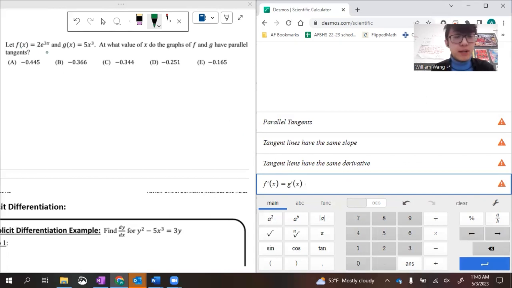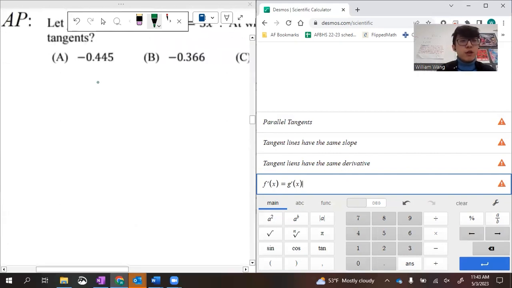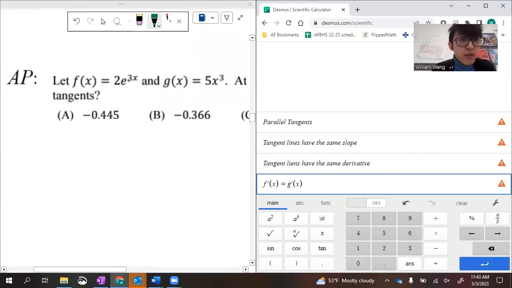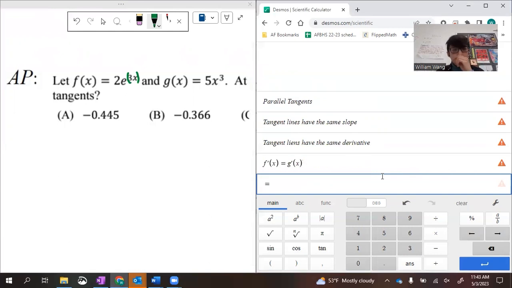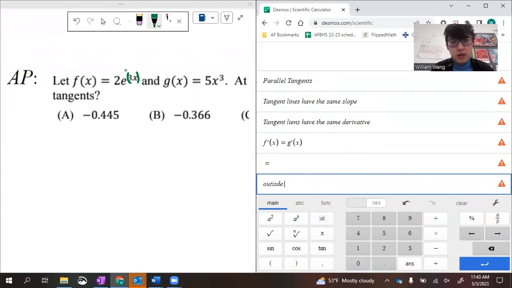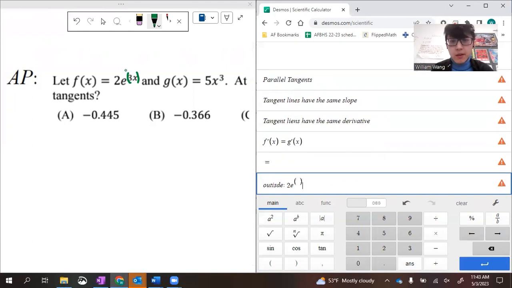So f prime of x equals g prime of x. So we just have to find the derivatives of each. Well, let's look at the derivatives for each. So first, f of x. You'll notice it's 2e to the 3x. First thing I will say, there is an outside e function and an inside 3x function. Right. So my outside function is actually, I'll write it out to make it clear. My outside is 2e to some power. My inside function is 3x.